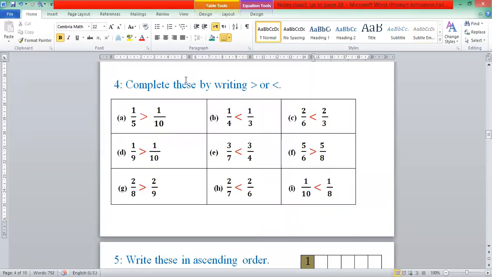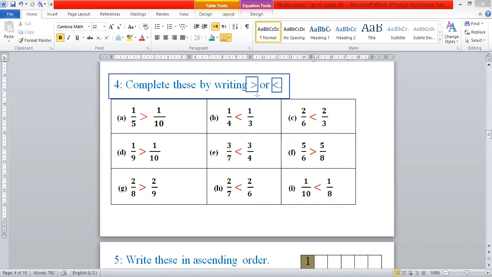Question 4. Complete these by writing greater than, this symbol is greater than, or less than. The first fraction is 1 over 5 and 1 over 10.